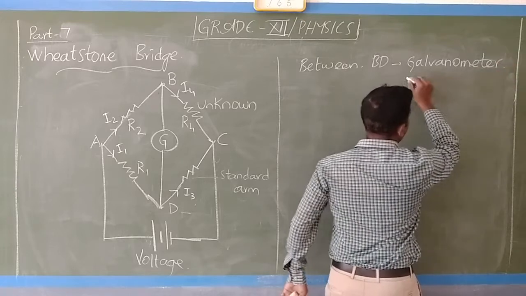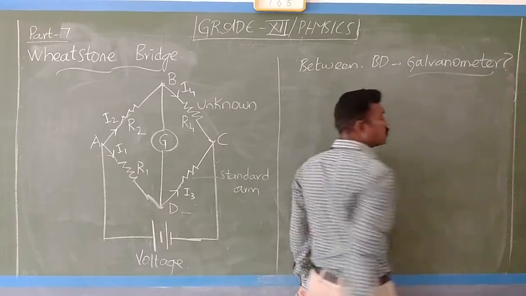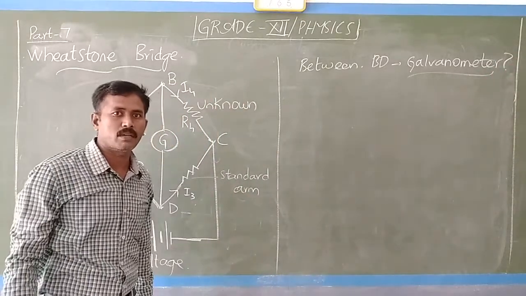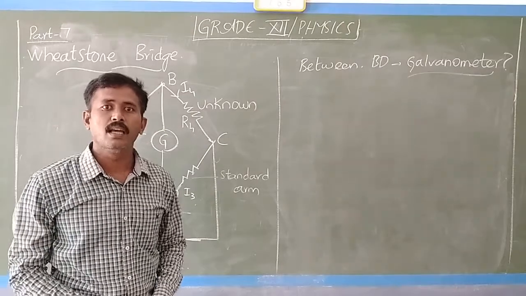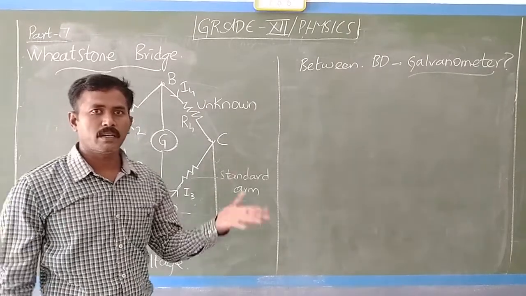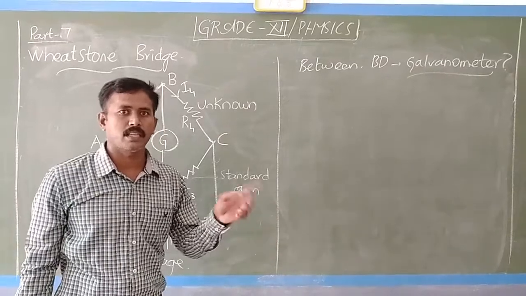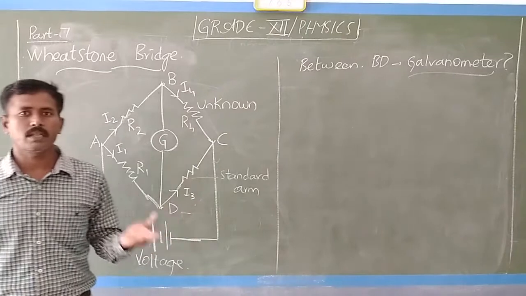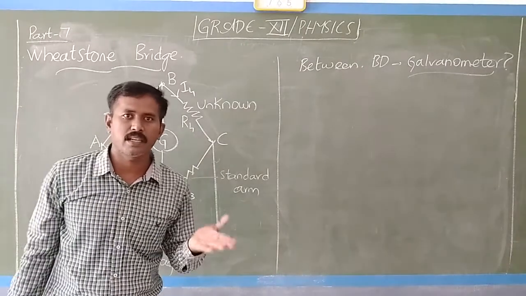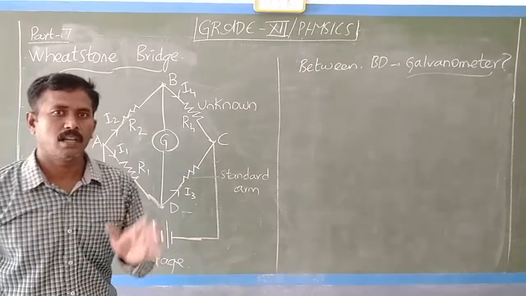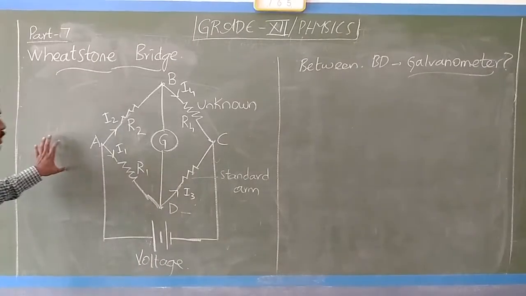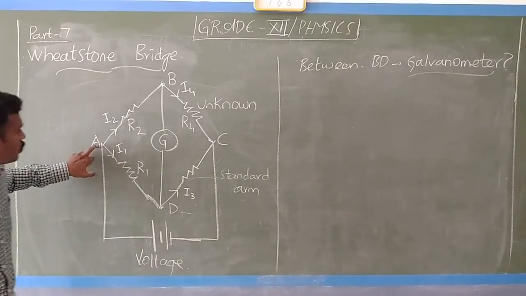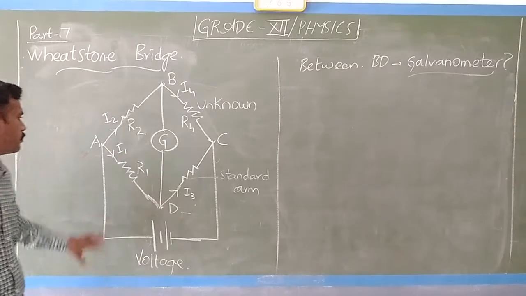So what is a galvanometer? A galvanometer is a device used to detect current. When current passes through it, it will deflect. It senses the current and moves from its null position. Then there are the other two points, A and C.